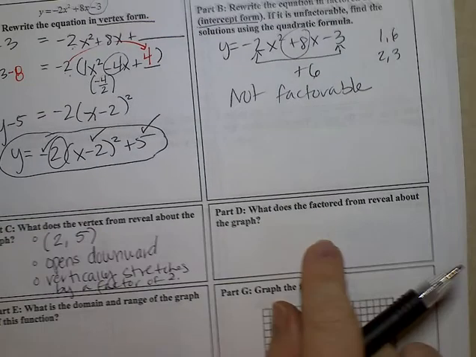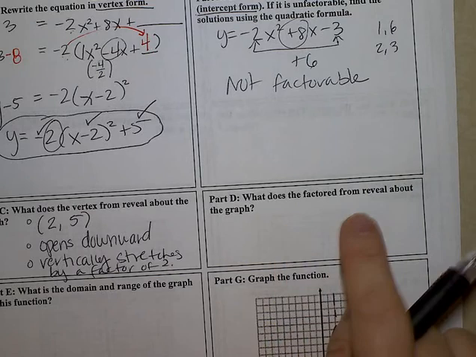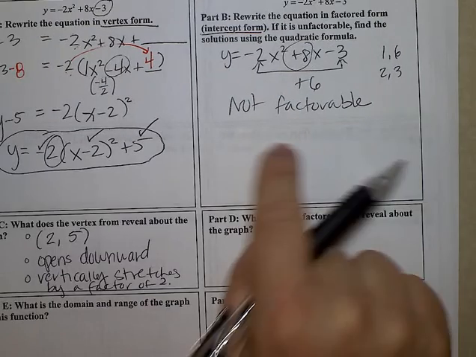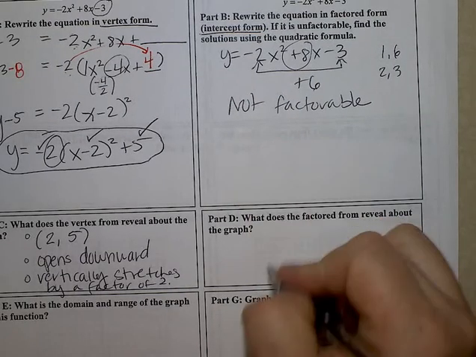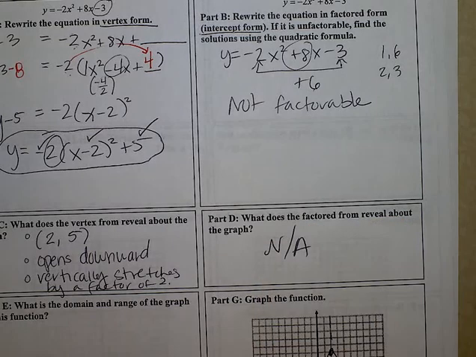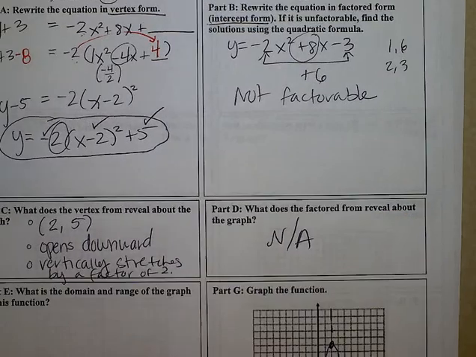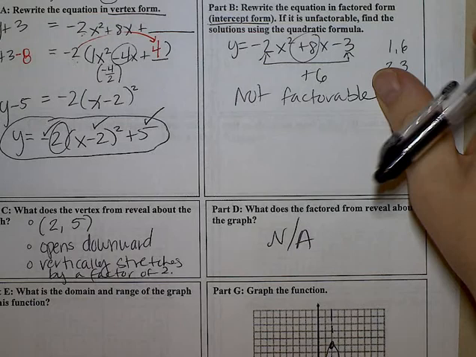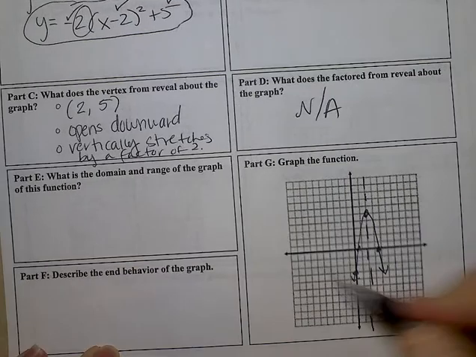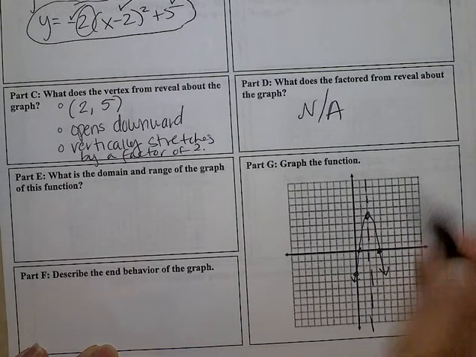Okay, let's go back to this part. So it says, what does factoring form reveal? Well, were we able to factor it? Can't factor, so just put NA. I can't tell you what it reveals when it's not factorable. So I have my equation right now, and I've already graphed it, and I'm looking at the domain.